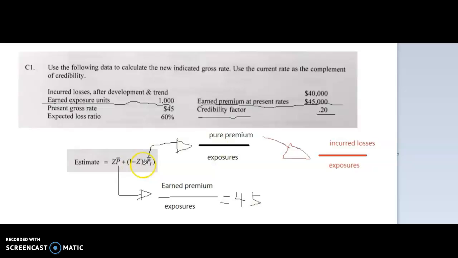And now, how do we get the average indicated premium? It is pure premium divided by exposure, and we have exposure already. So how do we get the pure premium? Pure premium is the incurred loss divided by exposure, which is given by the question. The incurred loss is 40,000, and the exposure is 1,000. So here we got the pure premium as 40.